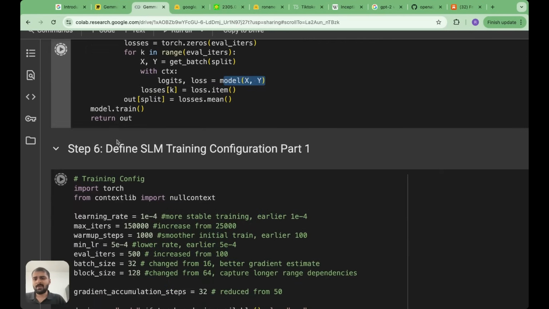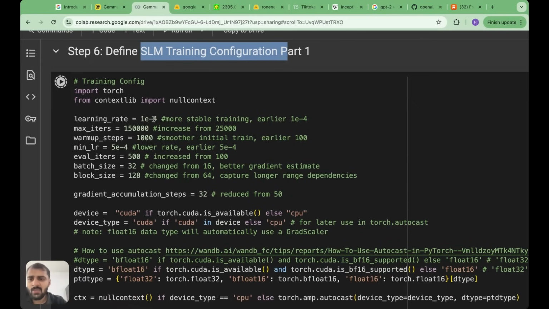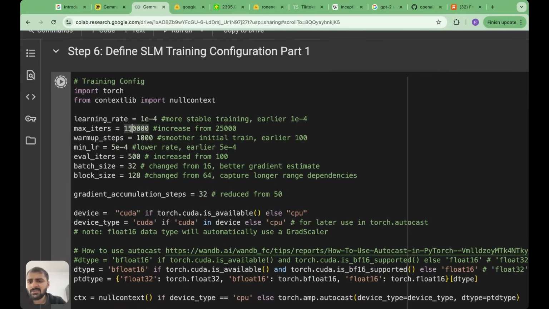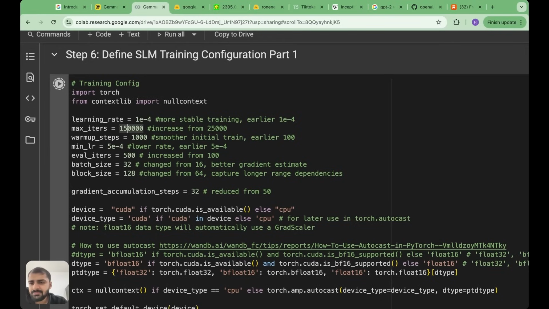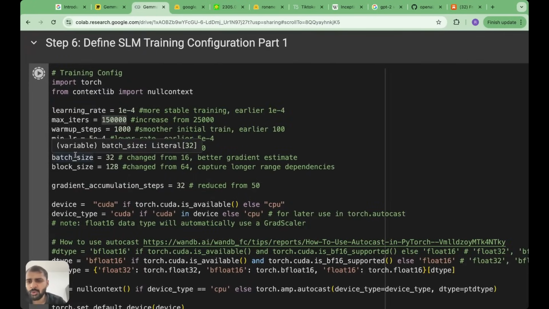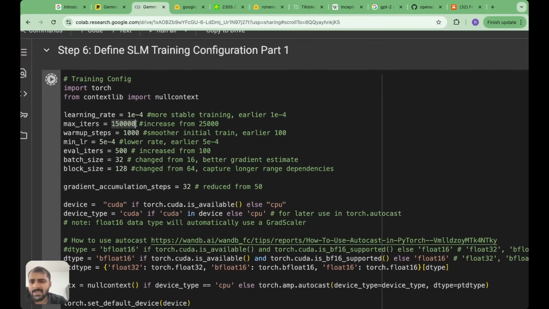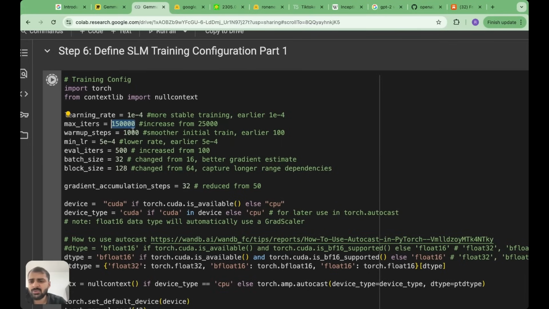So if you look at step number 6, that's defining the training configuration part 1, we are going to be using the maximum iterations. You can start with even 60,000 iterations. I'm just going to show you few iterations live during code. I'm not going to show you the entire iterations because that takes time. In my experience, 150,000 iterations take around 8 hours on A100 GPU. 60,000 iterations would take around 3 hours on an A100 GPU.